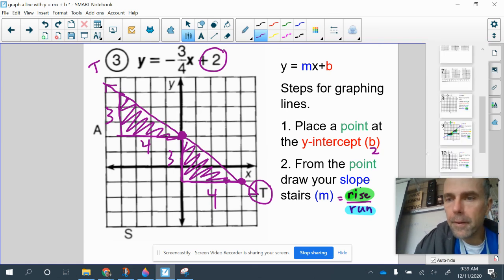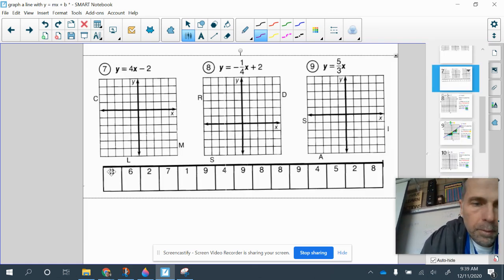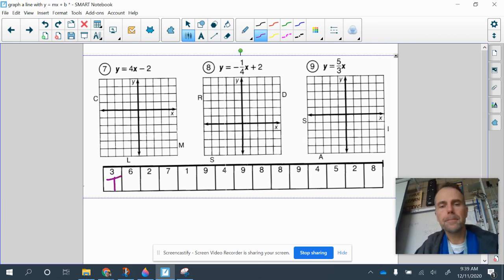Let me just go back so you know. Number 3 is T. Does that make sense, how to do the code?